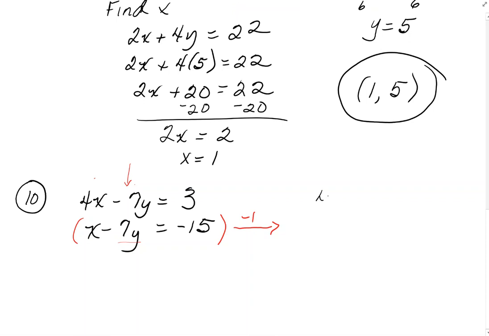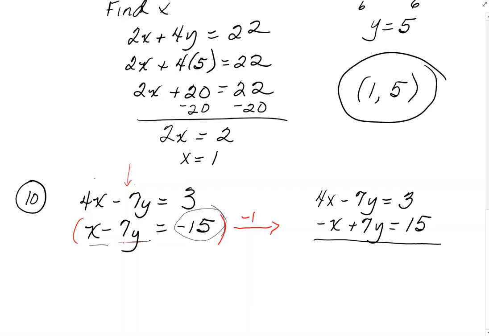All right, so I still have 4x minus 7y is 3. And now it's going to be negative x plus 7y equals positive 15. A common mistake is to forget to multiply the constant by whatever number you've chosen, but you have to multiply it times every term on both sides of the equation. So now add. Here I have 3x. Opposites cancel out, equals 18. So x is 6.